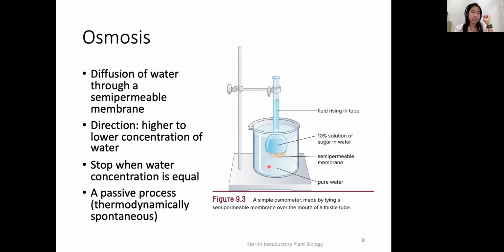Which direction has more water concentration? I will let you think for 3 seconds. 1, 2, and 3. All right, I will give you an answer.